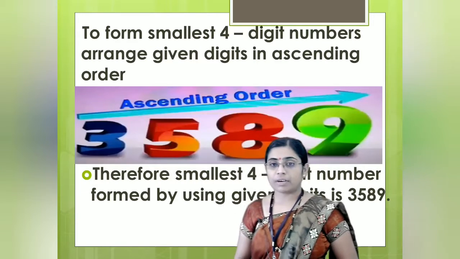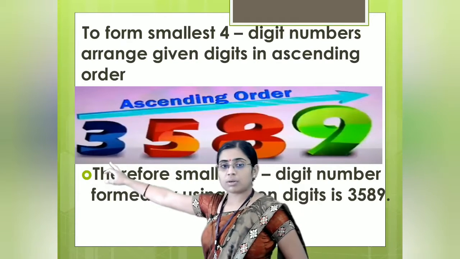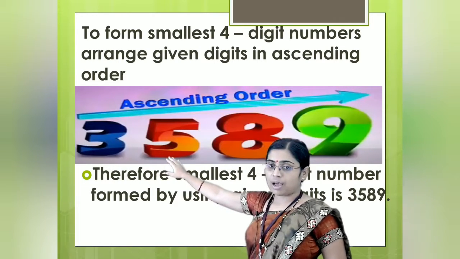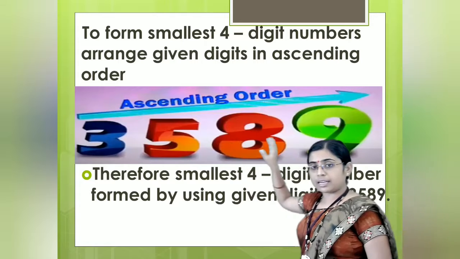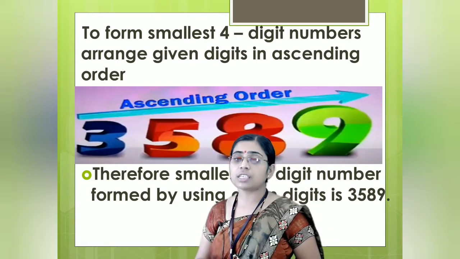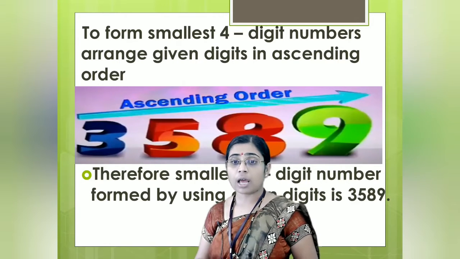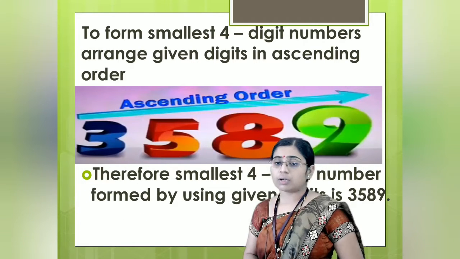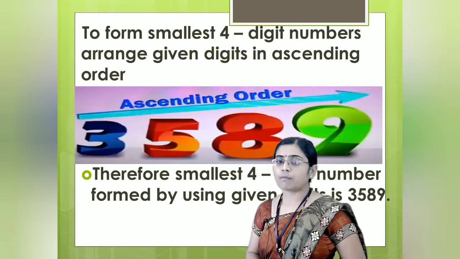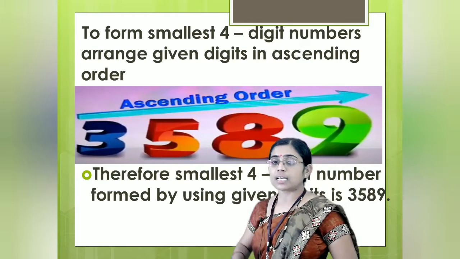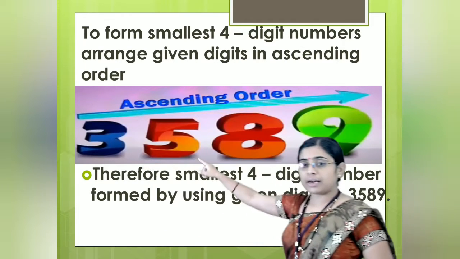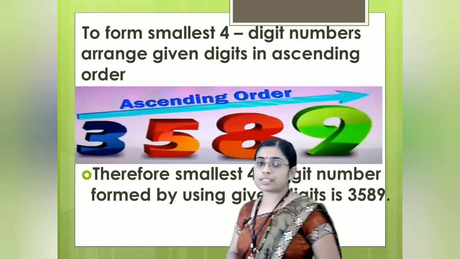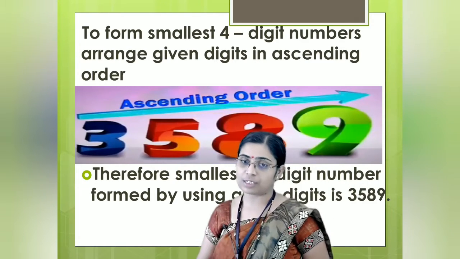In these given digits, 3 is the smallest number, so we wrote it first. Then little greater number is 5, then 8 and then 9. So we arrange these numbers in ascending order and place them from left to right. Therefore, smallest 4-digit number formed by using given digits is 3589, and we had not repeated any digit to form this smallest 4-digit number.